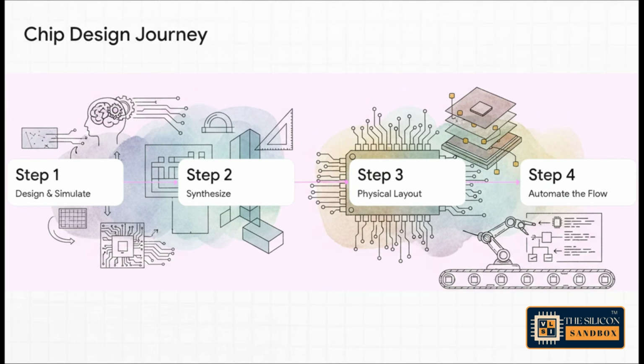Okay, so how do you actually go from a cool idea to a physical chip? It's a journey, and it really breaks down into 4 key stages. First, we're going to design and simulate our idea. Then, we synthesize it into a digital blueprint. After that, we actually craft the physical layout. And finally, we'll see how to put the whole thing on autopilot.